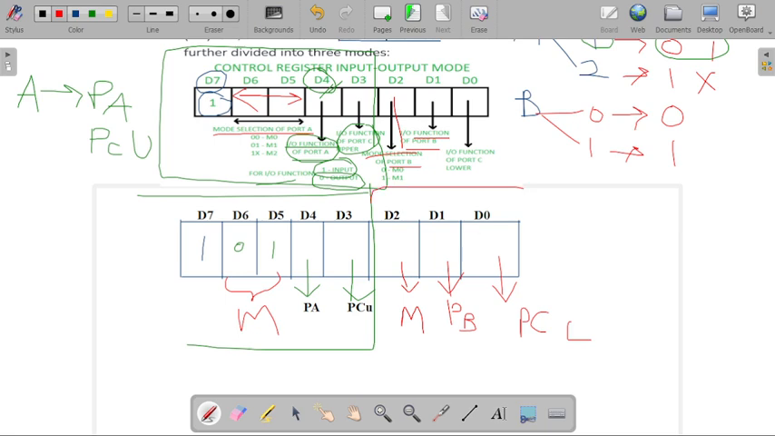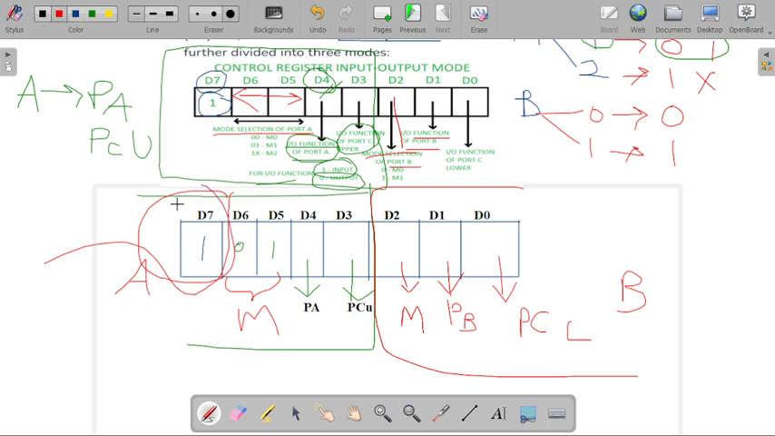And this part will be considered here as a group B structure, and this will be considered here as a group A structure. And this D7 bit will indicate that your PPI will be working in our input-output mode. So now let's begin with our examples.